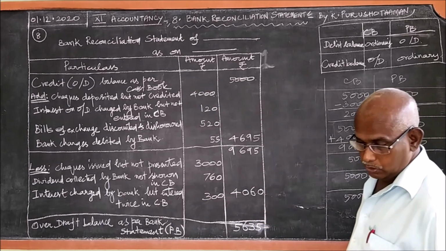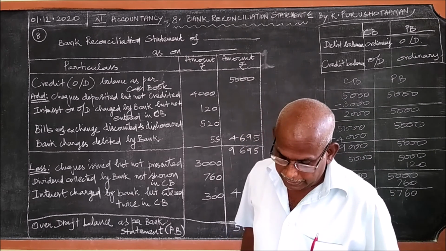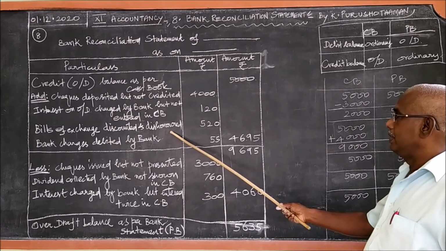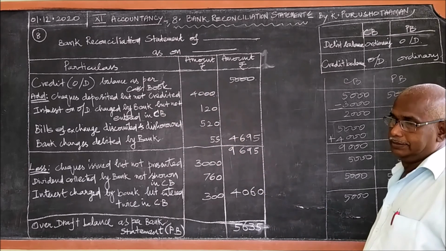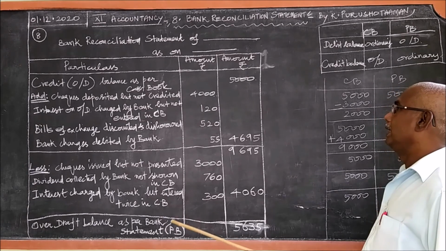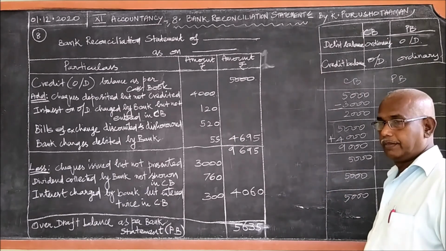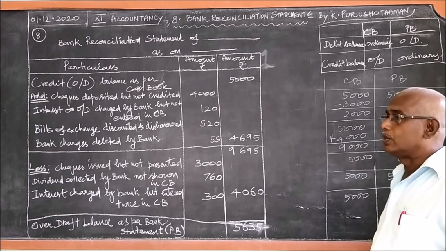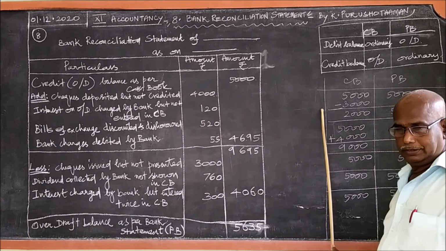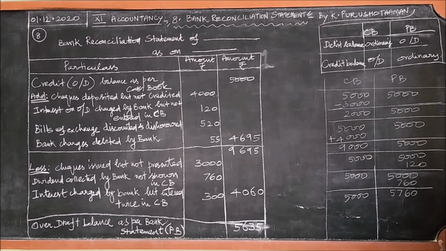So then the next one, bills of exchange discounted with the bank dishonored, 520 rupees. Bills of exchange discounted and dishonored. What happens? The bills of exchange is sent by the business to the bank. There it is discounted, and later it is known that the bill discounted is dishonored. So what to do? Bills discounted is dishonored.